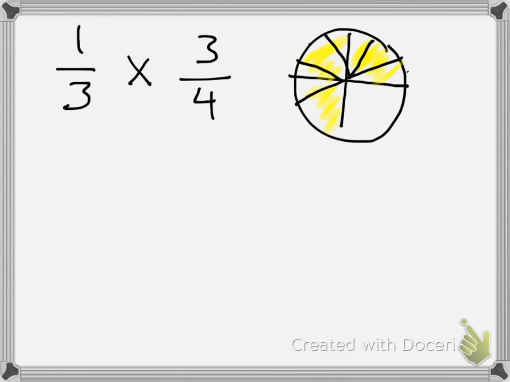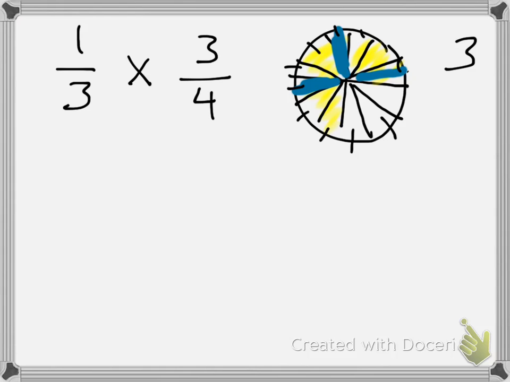Now every piece has become 3/3. And I'm going to take one of them. 1 here, 1 there, and 1 there. And so how many pieces do I have? Well, I have 3. And how many pieces make a whole? 1, 2, 3, 4, 5, 6, 7, 8, 9, 10, 11, 12. 3/12. I can do this another way though.